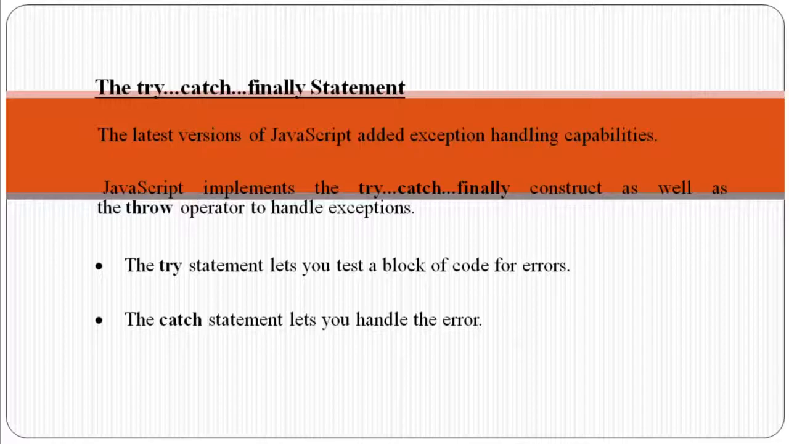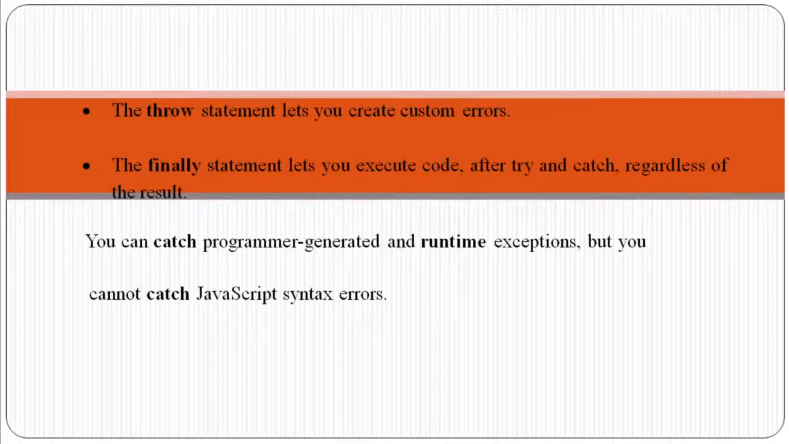After testing the block of code, it will throw the exception. These exceptions are received by the catch statement. The catch statement lets you handle the error. The throw statement lets you create custom errors. The finally statement lets you execute code after try and catch, regardless of the result. You can catch program generated and runtime exceptions, but can't catch JavaScript syntax errors.